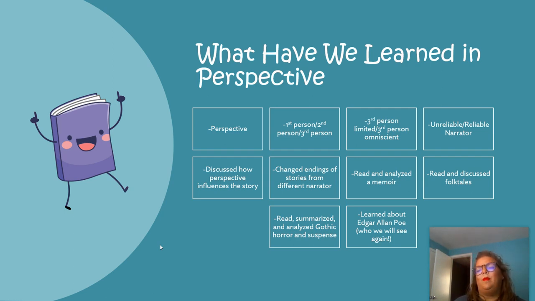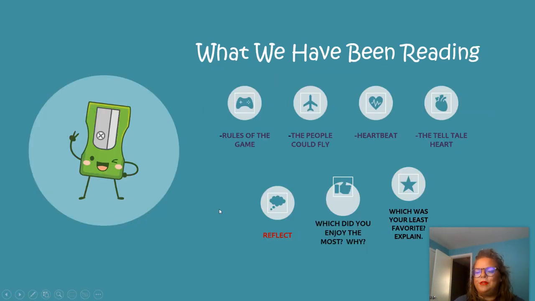We've read and analyzed a memoir. We've read and discussed folk tales. We've read and summarized Gothic horror and suspense. And we learned a lot about Edgar Allan Poe, who we're actually going to see again in our next unit. So we have been extremely busy and we've been talking about the differences of perspectives and why those matter.